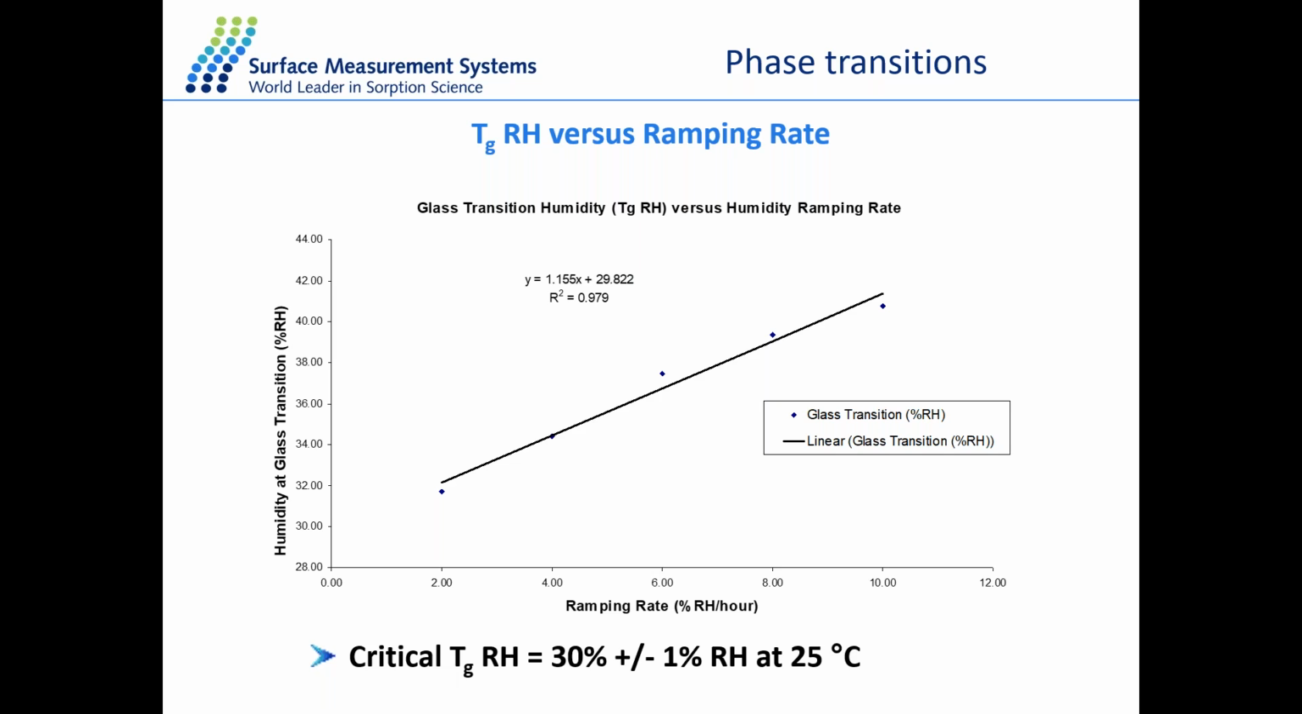DSC gives you a temperature. We give you a relative humidity at a constant temperature. Also, usually the value of glass transition measured on DVS compared to DSC is slightly lower, because we're using a lot of solvent to move the glass transition to the next stage.